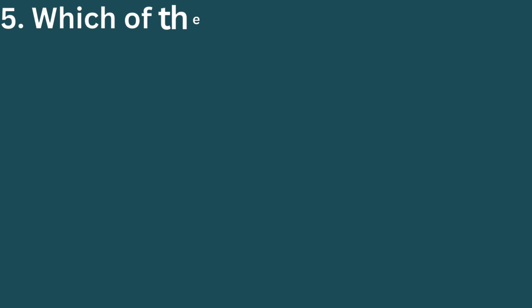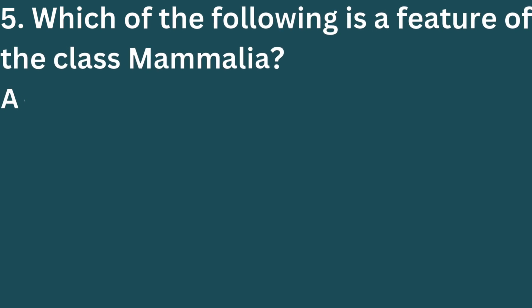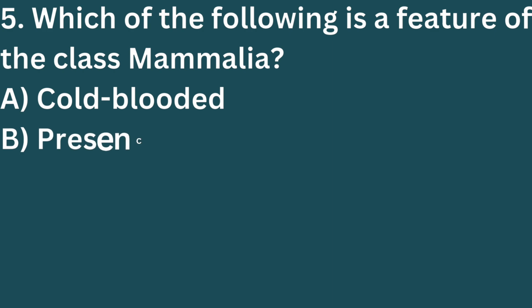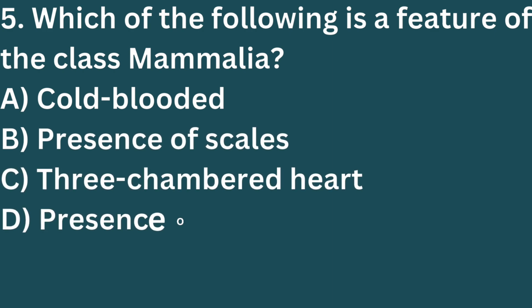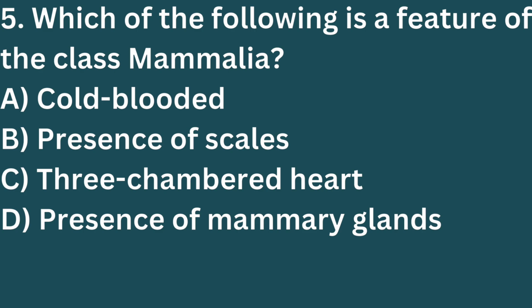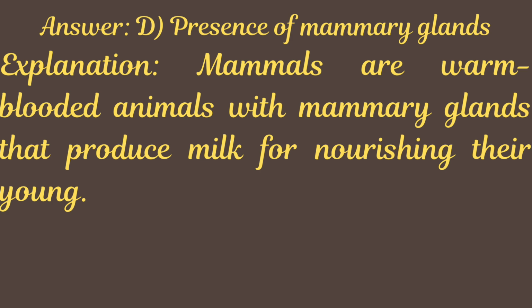5. Which of the following is a feature of the class Mammalia? A. Cold-blooded. B. Presence of scales. C. Free-chambered heart. D. Presence of mammary glands. Answer: D. Presence of mammary glands. Explanation: Mammals are warm-blooded animals with mammary glands that produce milk for nourishing their young.